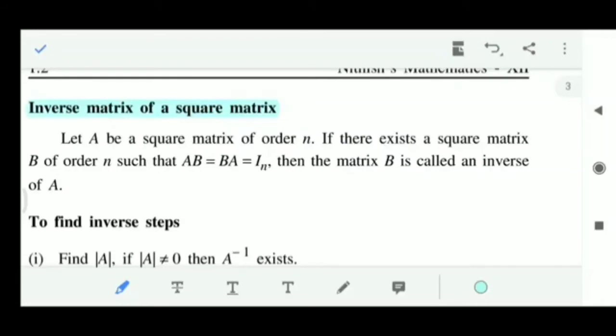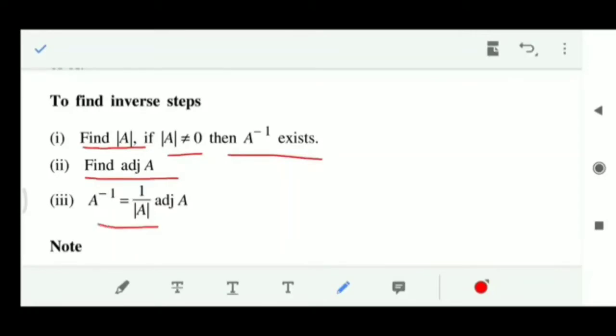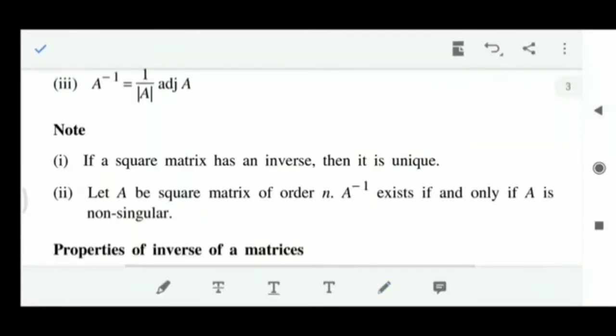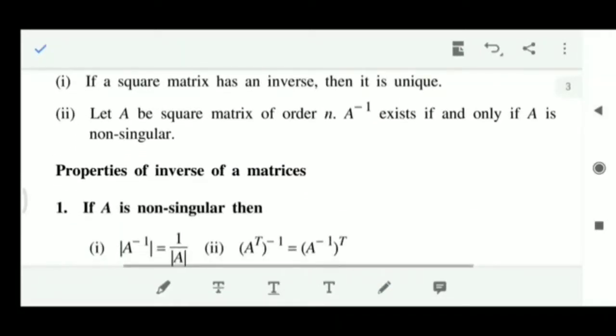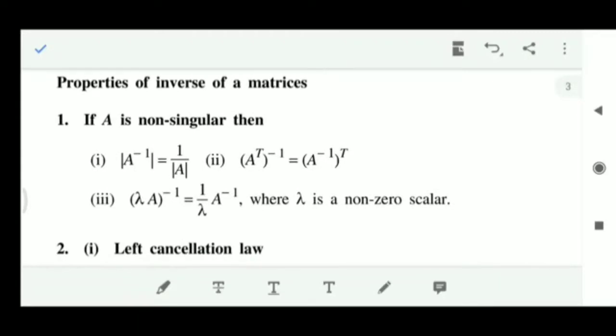For that, the first step is to find the determinant of A. If the determinant of A is not equal to 0, then only the inverse of A exists. The second step is to find the adjoint of A. Third, use the formula A inverse is equal to 1 by determinant of A into adjoint of A. Then the properties of the inverse of matrices.